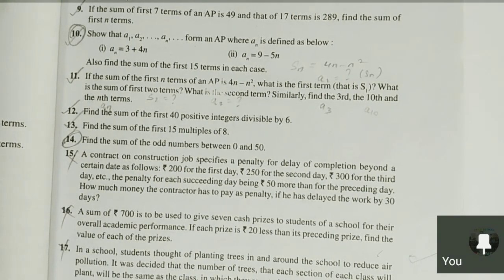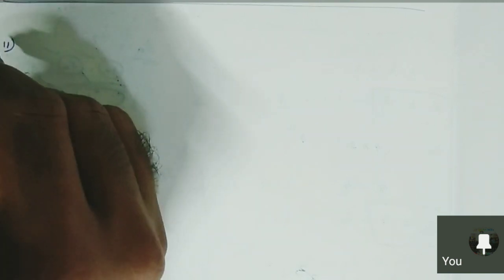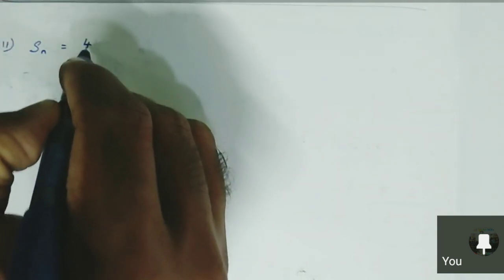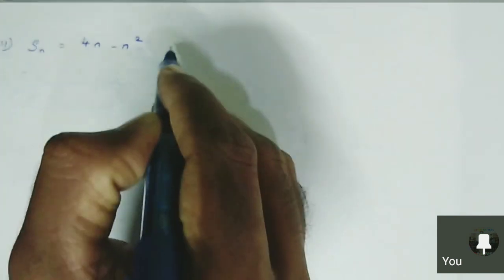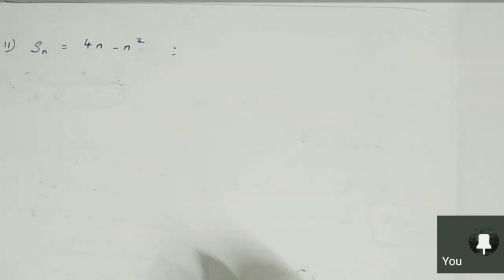Are you clear or not? Yes, sir. Clear, sir. Okay. Now we can proceed to the problem. Listen, very easy one. So again I'll write the problem 11. They said the sum of the first n terms is 4n minus n squared. Clear? They have given this. What is the first term?